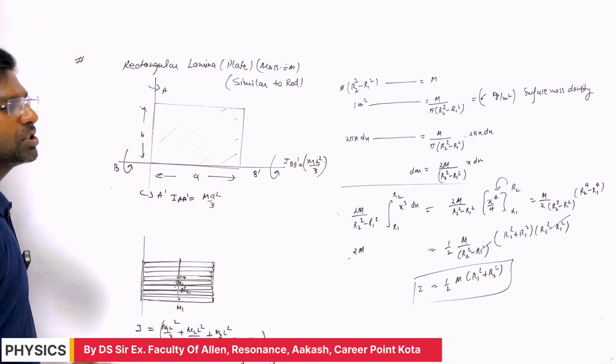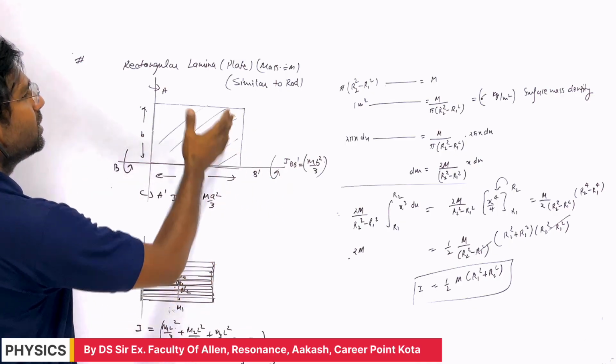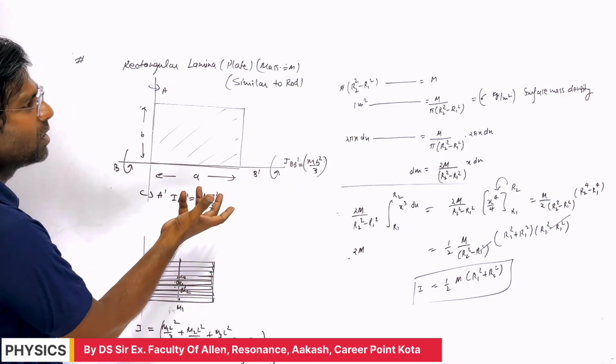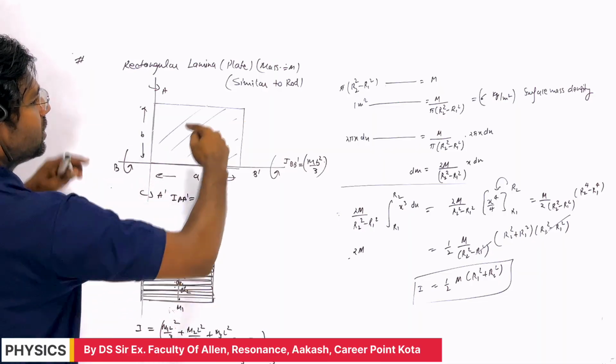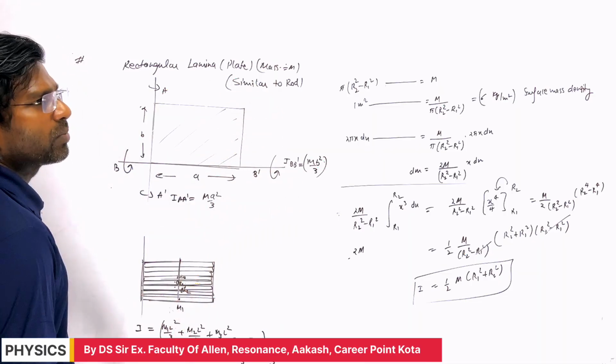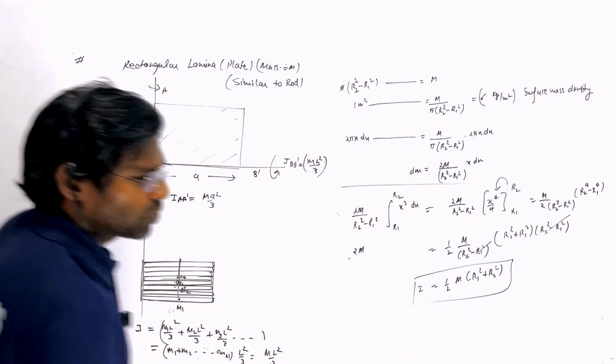Otherwise, by integration you can also find the moment of inertia, but there is no need to do that. You have to remember this: it is similar to the rod. This is the length of the rod, M A square by 3. This is the length of the rod, M B square by 3. That's it. Copy this. Also, listen to one more thing.